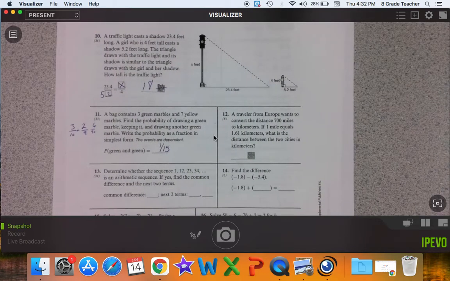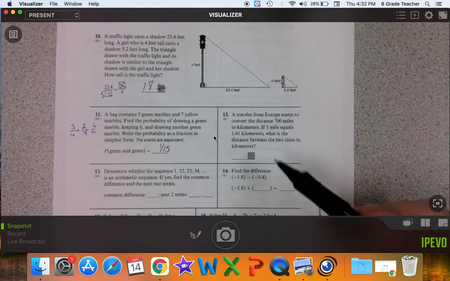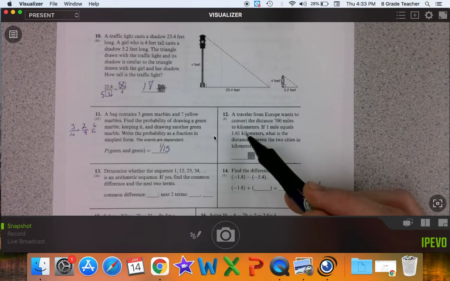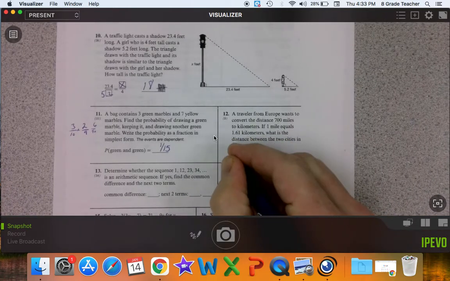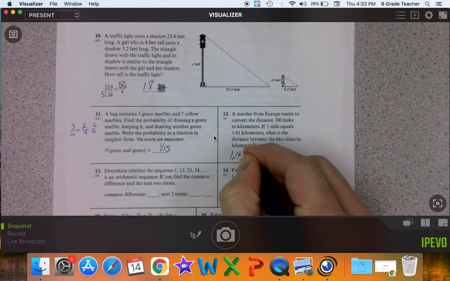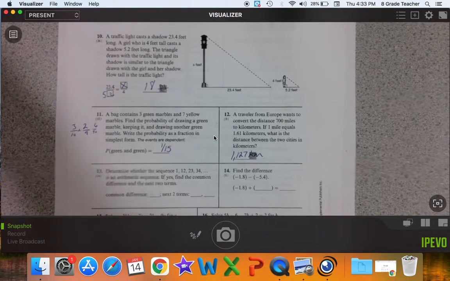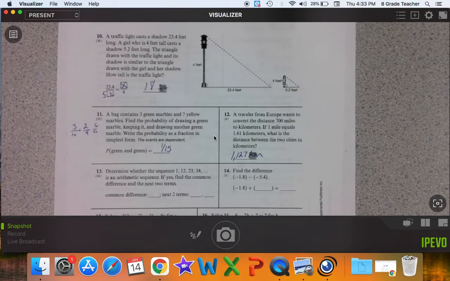Number 12. A traveler from Europe wants to convert the distance 700 miles to kilometers. If 1 mile equals 1.61 kilometers, what's the distance between the two cities in kilometers? You take 700, multiply by your conversion, 1.61. You're going to get 1,127 km.